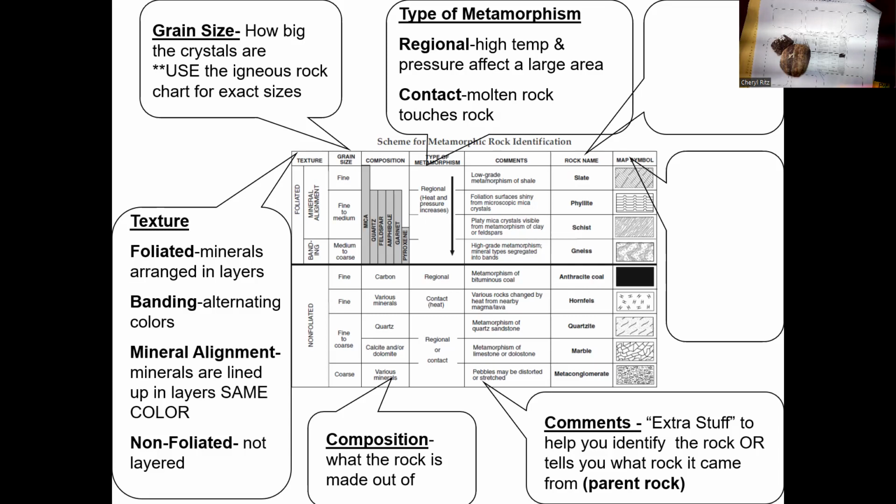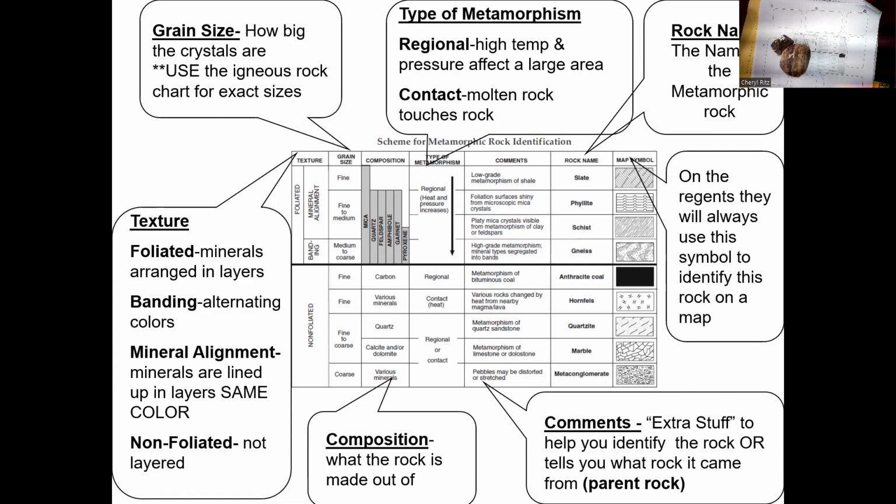All right, finally, the last two. Rock name, the name of the metamorphic rock. I did give you a box for map symbol this time, but again, we're not going to be talking about this until chapter 6. On the regions, they'll always use this symbol to identify the rock on a map. I'll show you what those maps look like tomorrow just so you see them, but we won't be dealing with them until chapter 6.